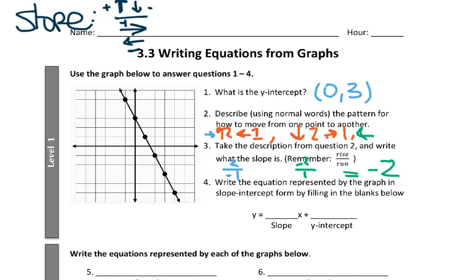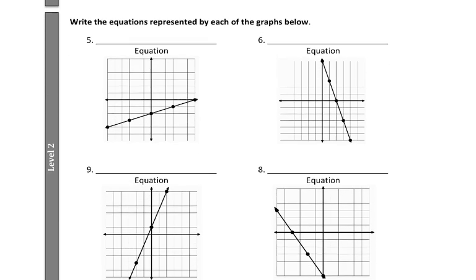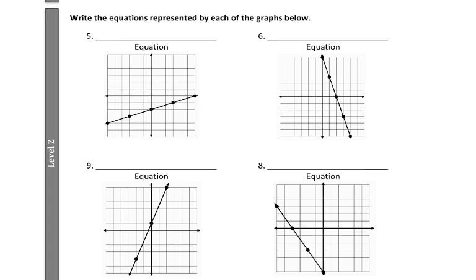So we found the y-intercept, we found the slope, now we're just going to go ahead and plug everything in. We know that our y-intercept is 3, our slope is negative 2, and there we go. That's the equation for this graph. Alright, let's try again. Let's go down and answer question 5. I think I want to do that one.